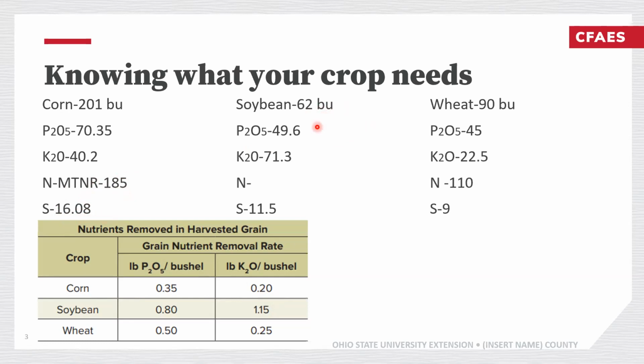Soybean crop had a 62 bushel average, and is going to remove about 50 pounds of P2O5 and 71 pounds of potassium. We don't need to worry about the nitrogen removal because that soybean crop can fix its own nitrogen.